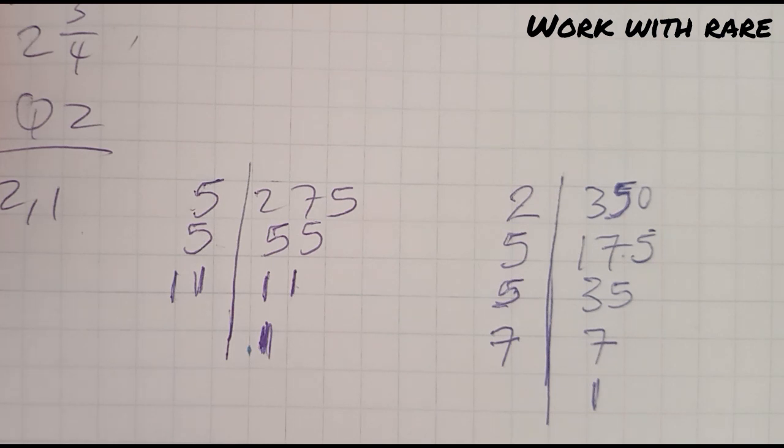2.2. Now determine the highest common factor of 275 and 350. Okay, so for the highest common factor, I will check both of them. Remember, I will look for the numbers that are common, which means those numbers should appear on both sides.